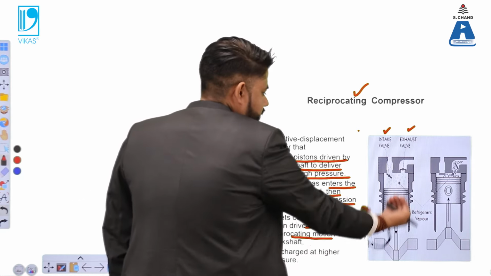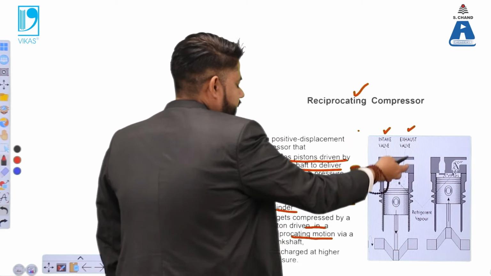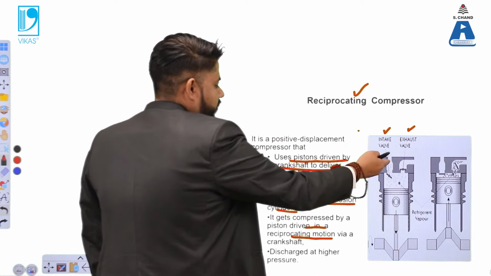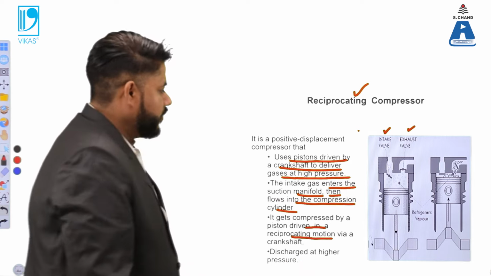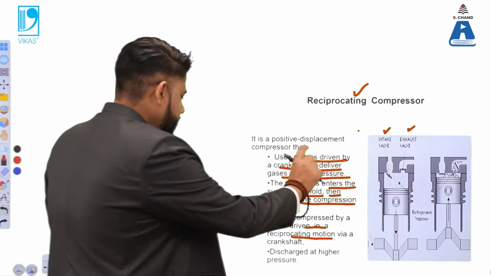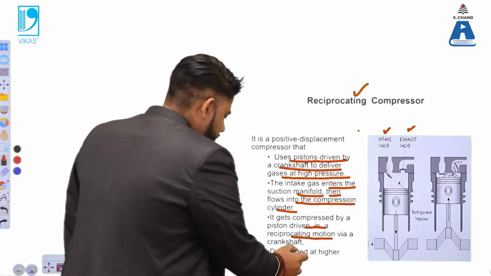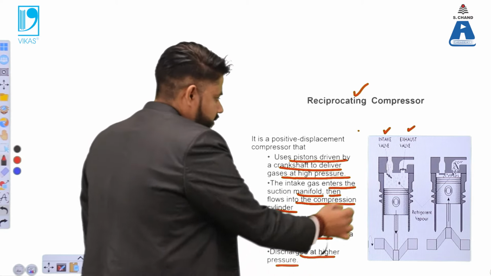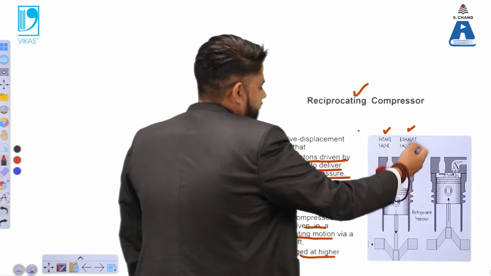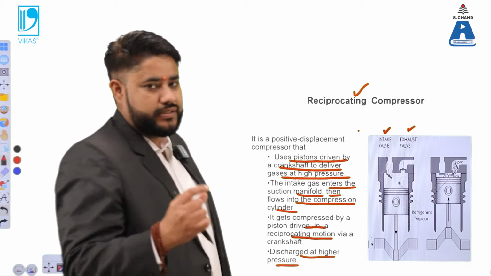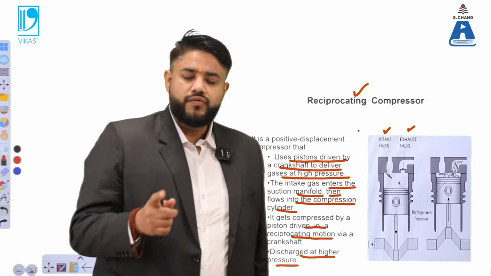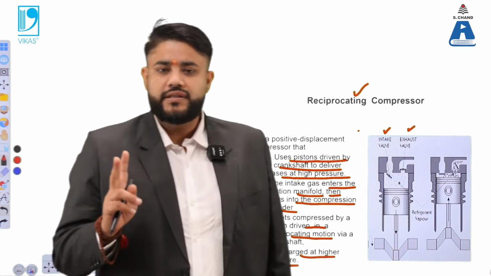So the piston moves upward, in a reciprocating manner, and it compresses the volume of air inside the cylinder. Now the air which is discharged to the atmosphere is at a high pressure because it has been compressed. So two operations, one is the rotary, another is the reciprocating.